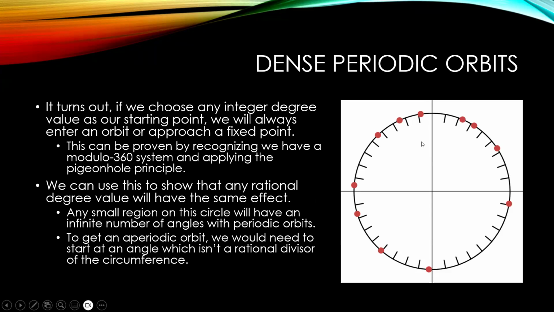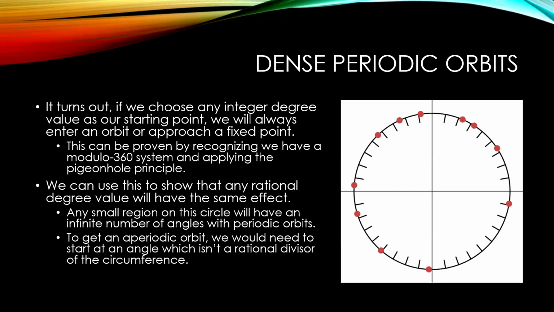This whole degree thing is really just a mod 360 system. And so if we apply the pigeonhole principle, eventually we're always either going to approach some value we've already hit, or we're going to end up with some fixed point. And so this will also be true of any rational degree. If we choose any fractional degree, we're still going to have that issue.